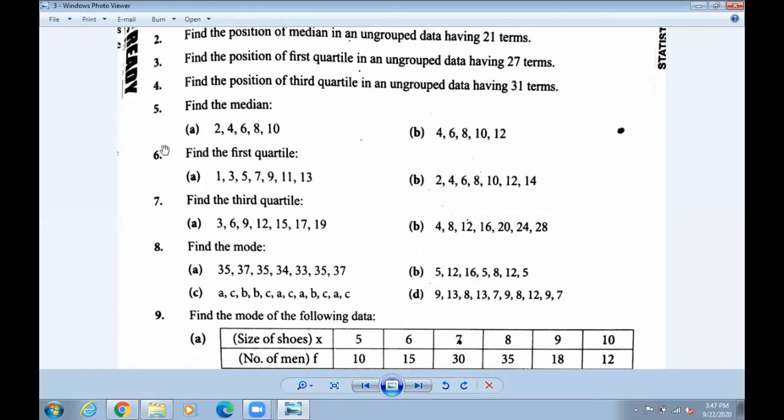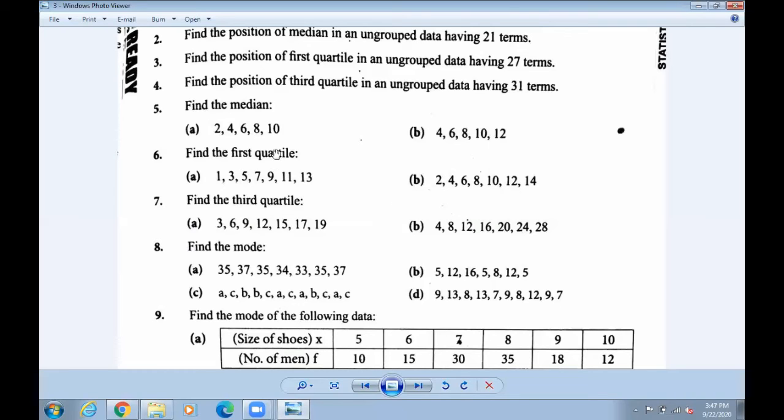Okay. So what is the formula to find the first quartile? First quartile means Q1. So the formula of Q1 is (n plus 1) by 4 th item. Right? So let us count how many numbers are there. 1, 2, 3, 4, 5, 6, 7. That means n equals 7. Okay, so we have already done this in the previous numbers.